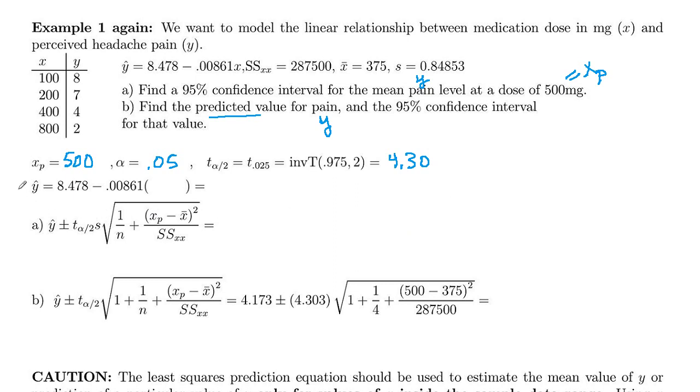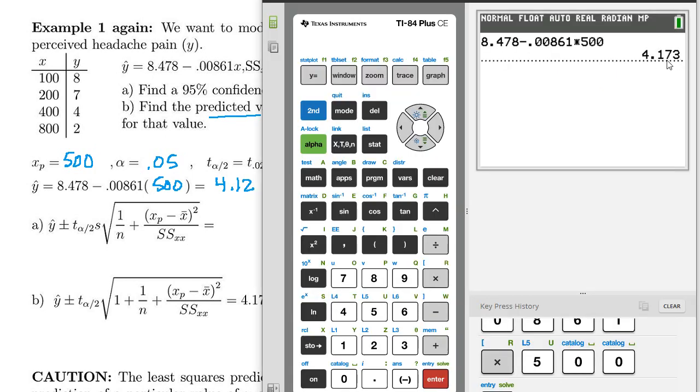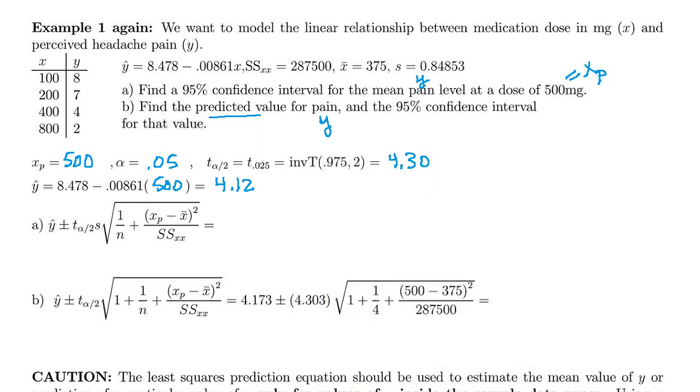And then our y hat value to go with x sub p is 500. So we're taking our y hat here, plugging in 500. So 500 goes in there. And I don't know if you remember, we did this one before. It was 4.12. And actually, it's 4.173 if you want 3 decimal places.